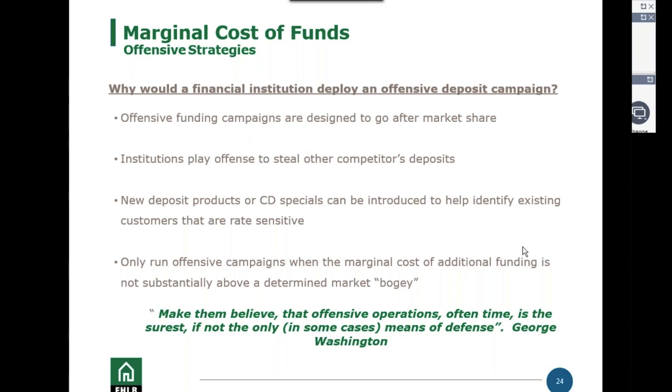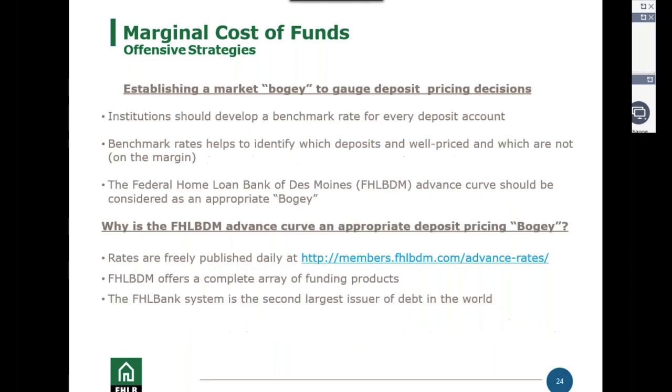You should only run offensive campaigns when the marginal cost of additional funding is not substantially above a determined market bogey. And we have a quote here from one of my heroes, George Washington. It says, "Make them believe that offensive operations oftentimes is the surest, if not the only in some cases, means of defense." So slide 25, please.